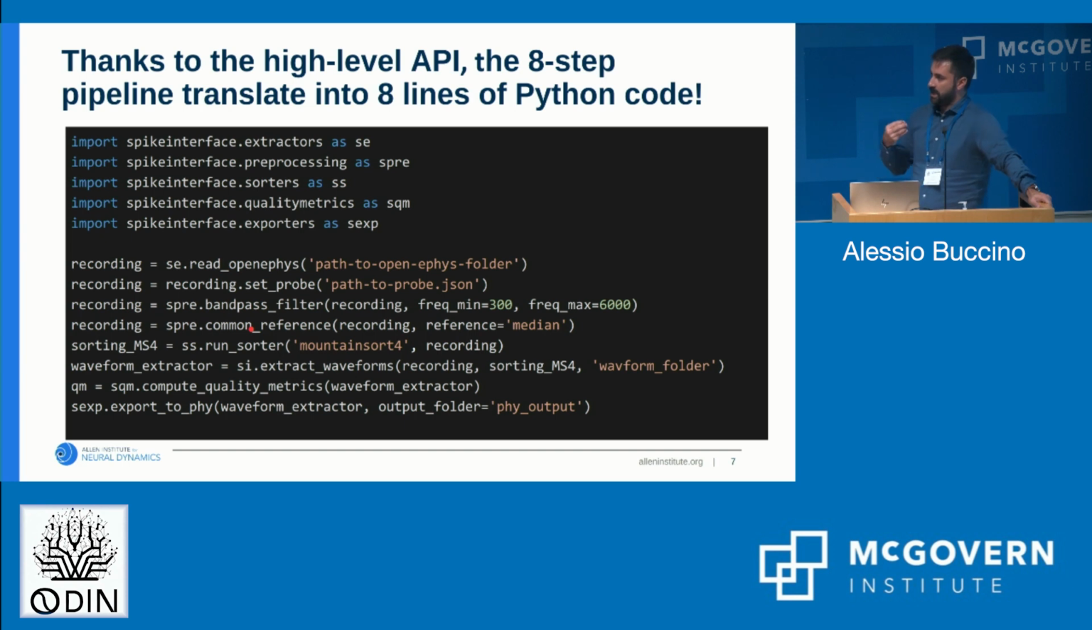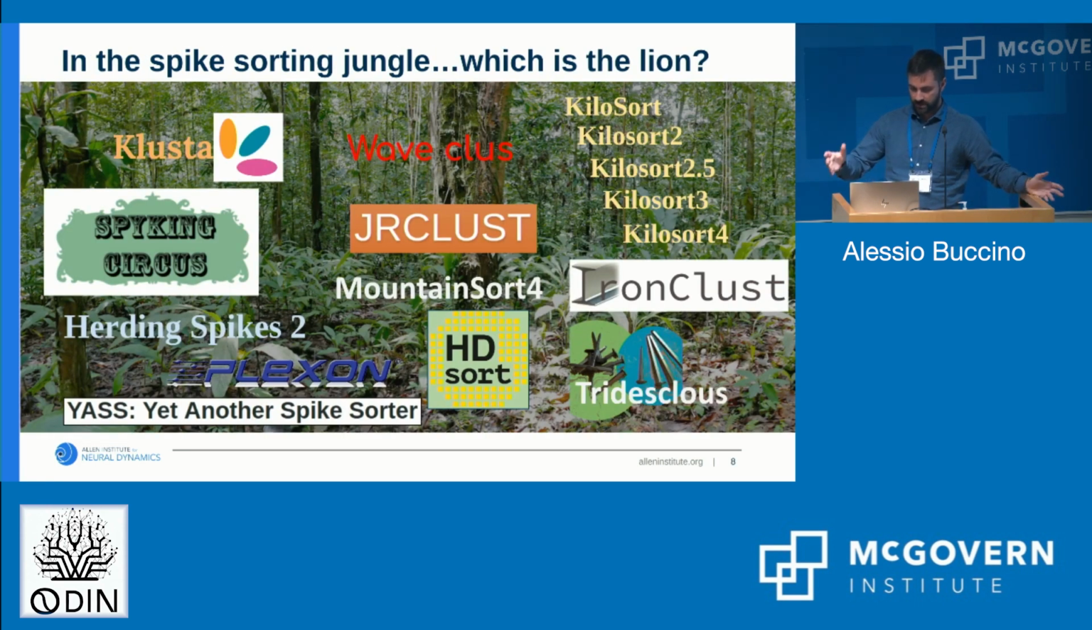In addition, since now we have this tool to be able to run multiple spike sorters on the same datasets, we started looking into spike sorting comparisons at scale. And this was a collaboration also with the Flatiron Institute and Jeremy. Basically, in this spike sorting jungle, can we pick out the lion? What sorter should people use?